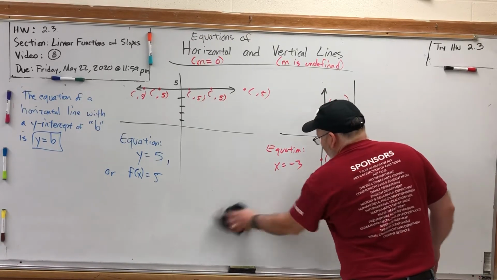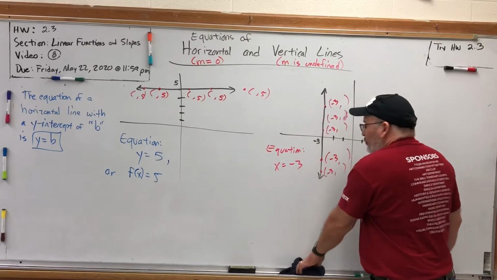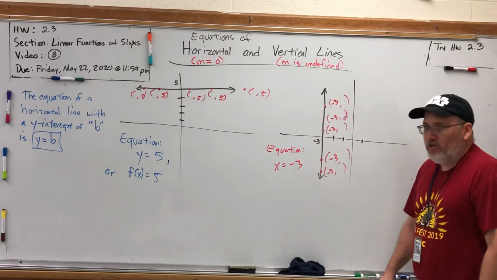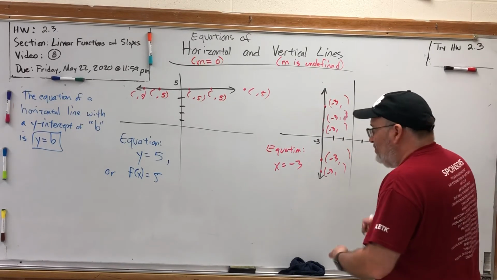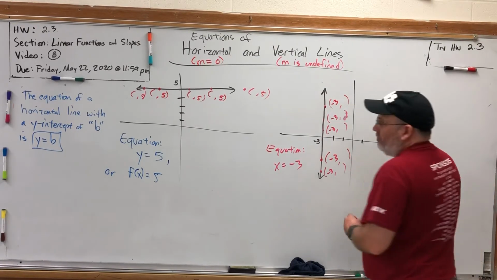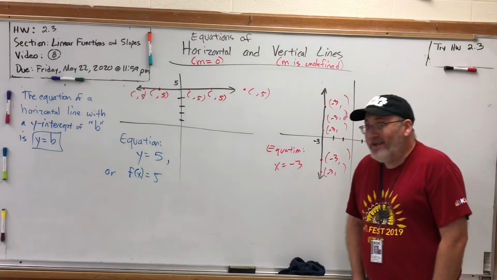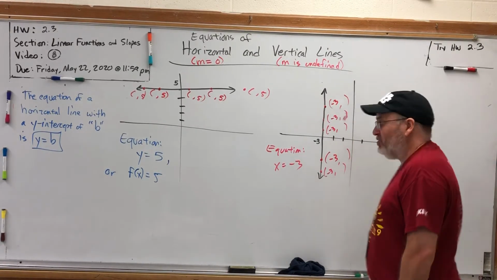So we can't write this one in slope-intercept form, but we weren't supposed to, because if we could, then we could write it as a function, and it's not. It violates the vertical line test. So how can we generalize this? The same way we generalize the equation of a horizontal line, but instead of talking about its y-intercept, we're going to talk about its x-intercept.